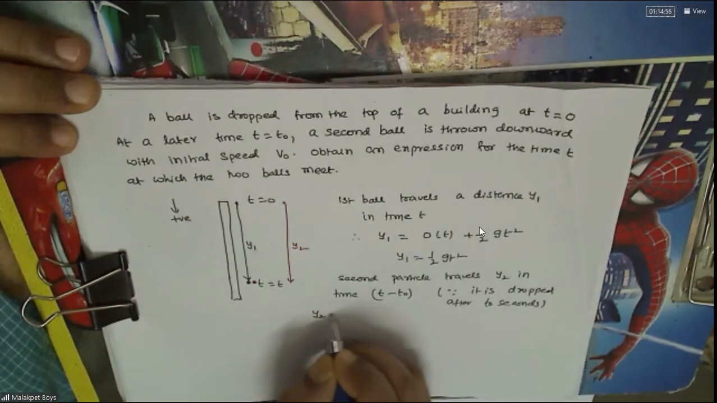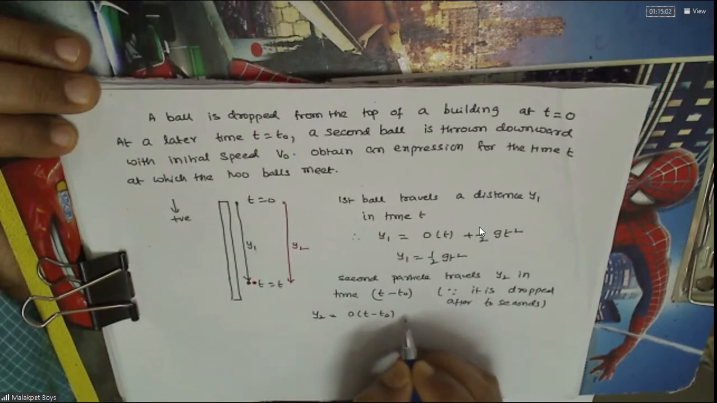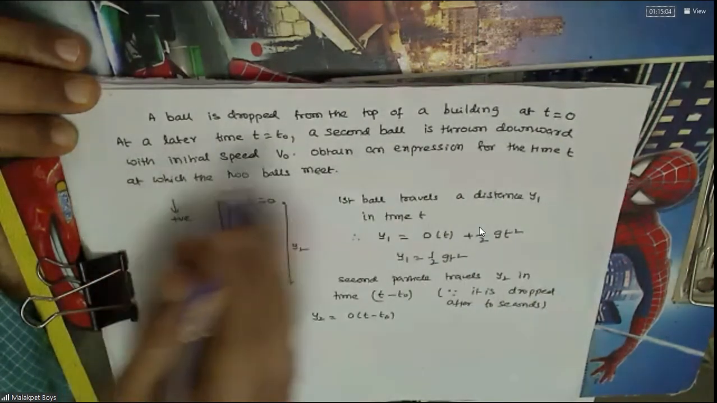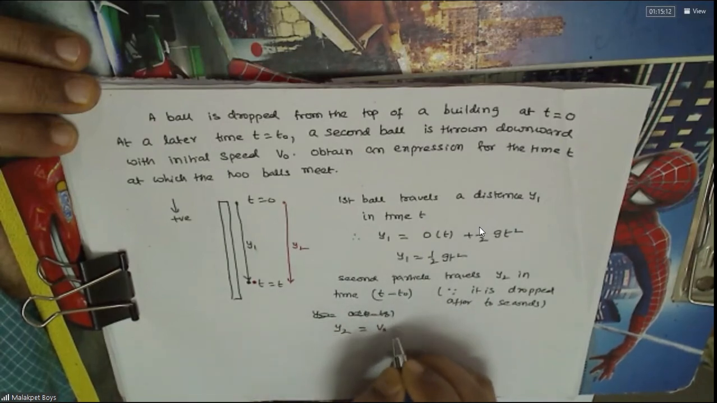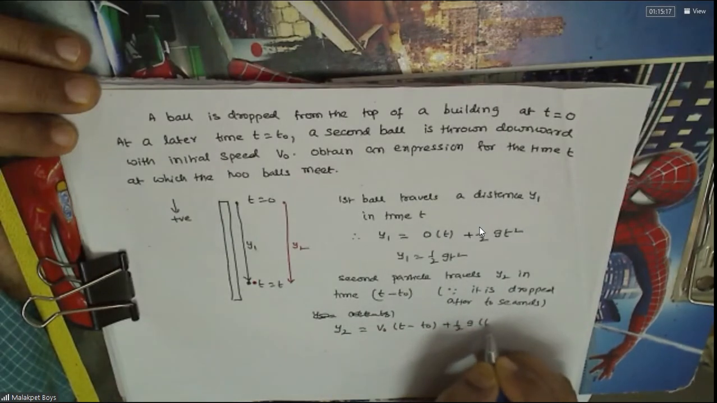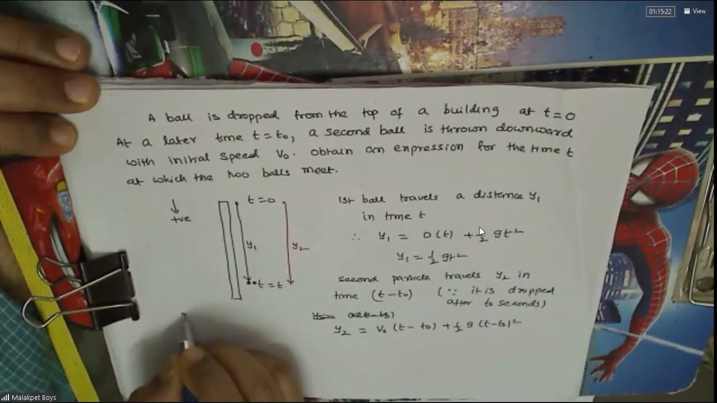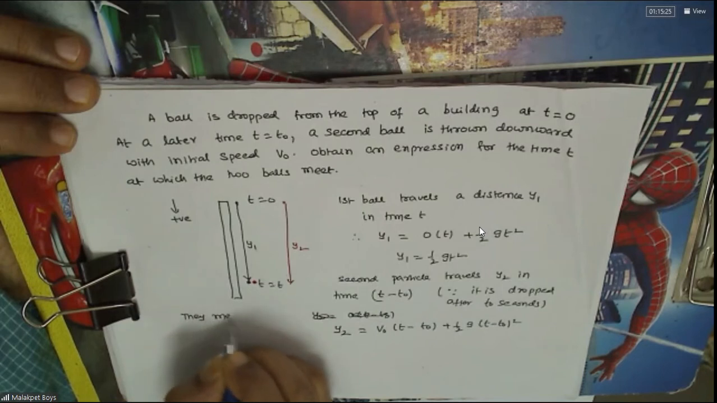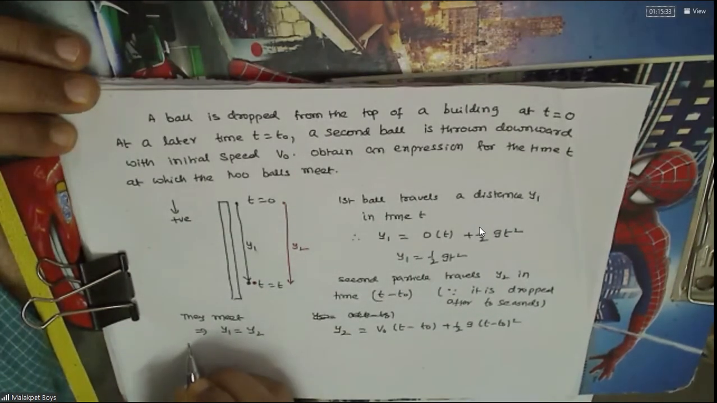So what is it? You have y2 equals ut, it is thrown, he said. Okay. Follow or not? Understood this? Yes, sir. Equate these two.